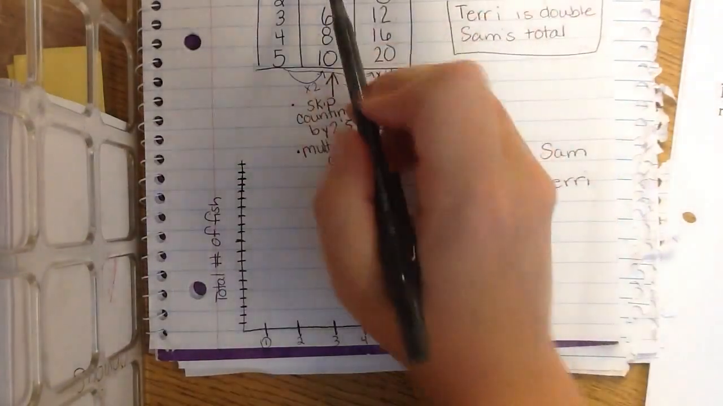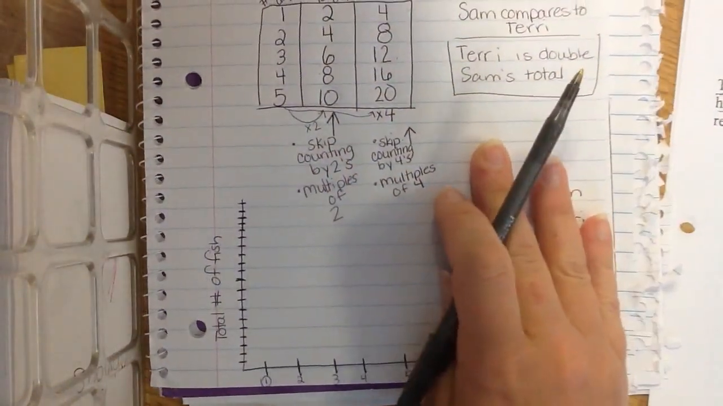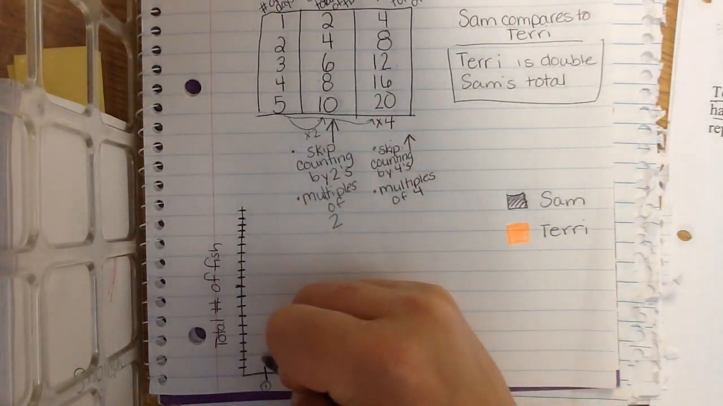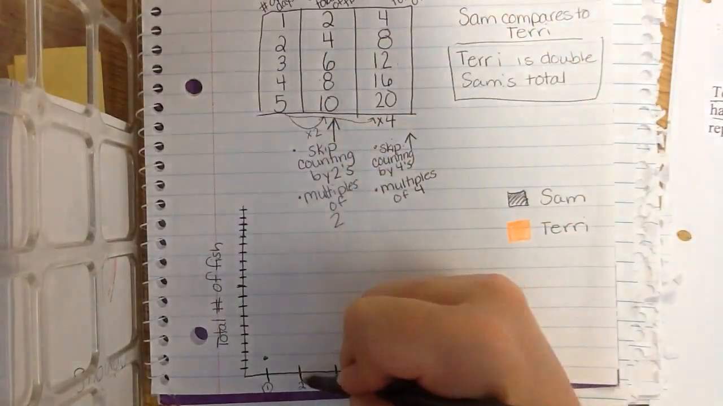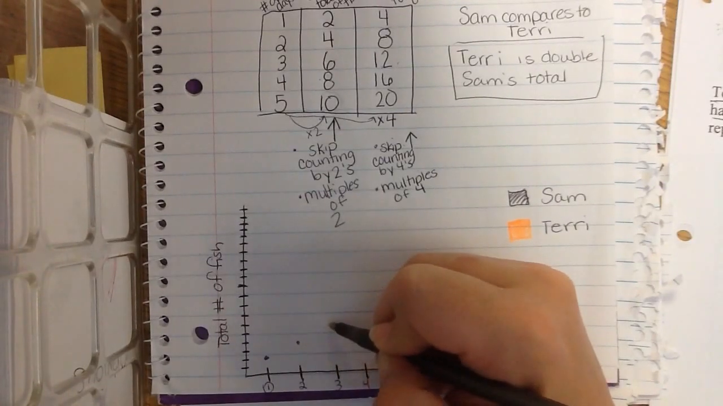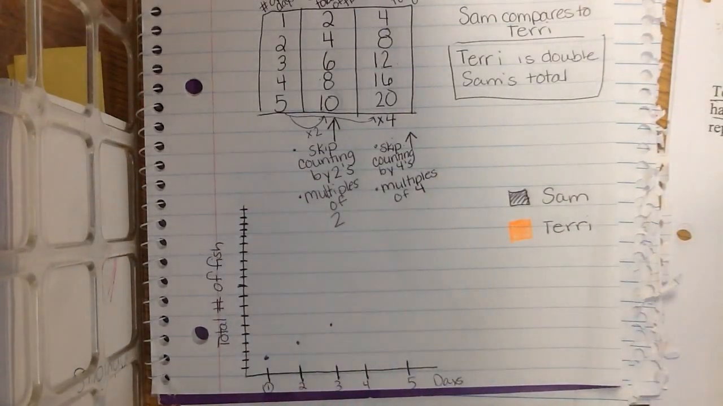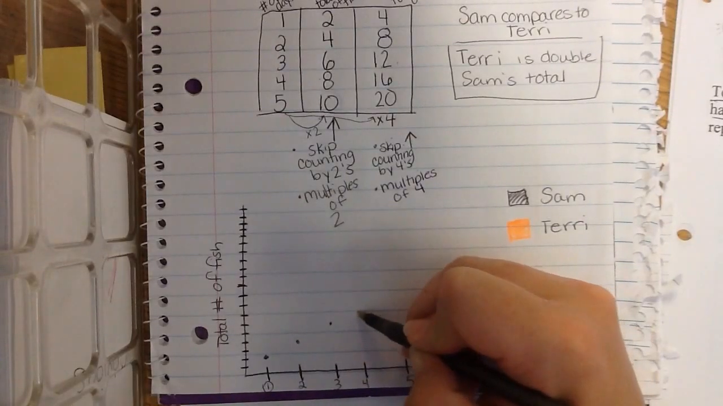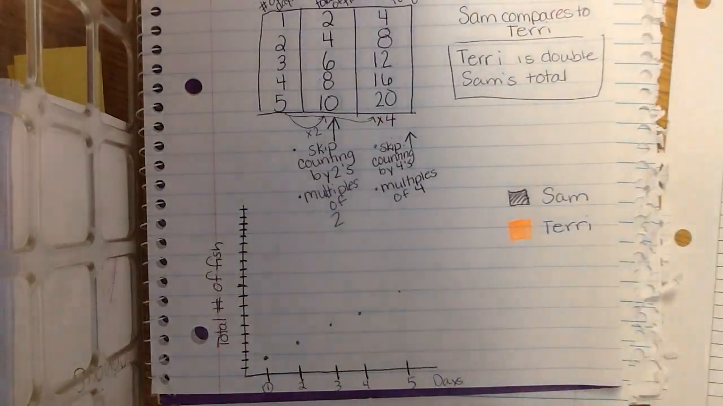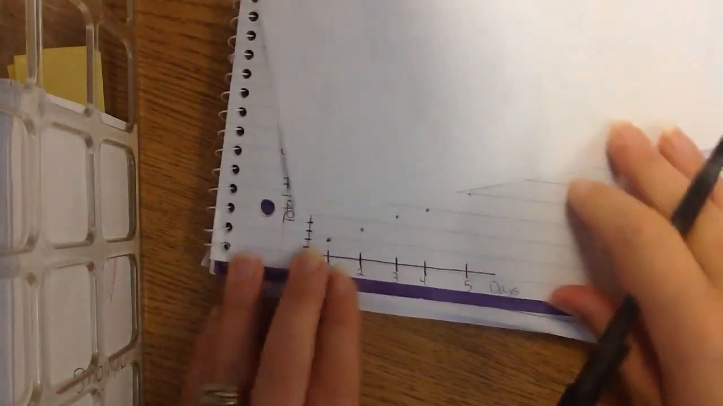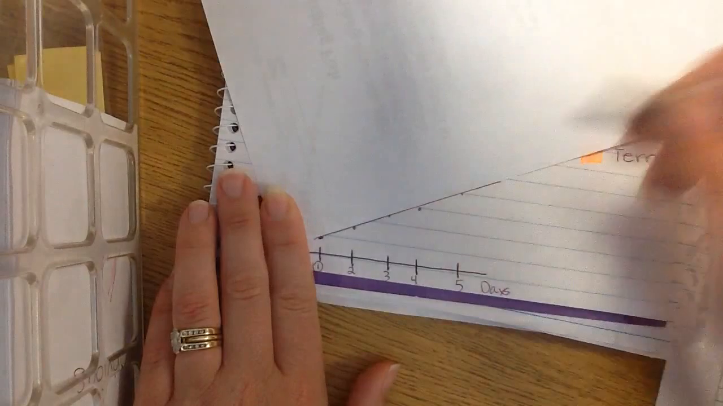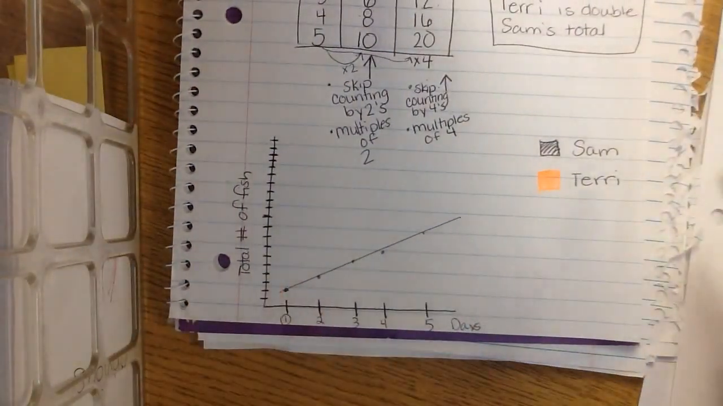So for Sam, I'm going to start with looking up here at my chart. On the first day, Sam had a total of 2 fish. The second day, Sam had a total of 4 fish. The third day, 6 fish. The fourth day, 8 fish. And the fifth day, Sam had a total of 5 fish. So I'm going to use a straight edge, a piece of paper. If you have a ruler, go for that. I don't happen to have one right here. I'm going to draw a straight line that shows graphically what Sam did.